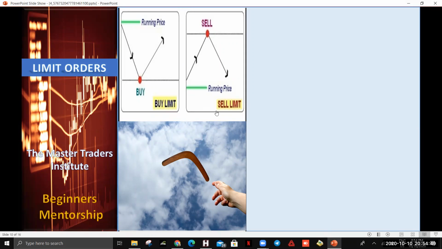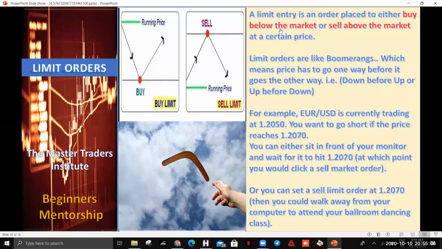The sell limit is, I'm expecting price to go further up, activate my account, and start coming what? Down. Because I remember I told you, you sell high and you buy what? Low. It's just the opposite of the same thing. Now, this is the illustration so you can understand better. A limit entry is an order placed to either buy below the market or sell above the market at a certain price.